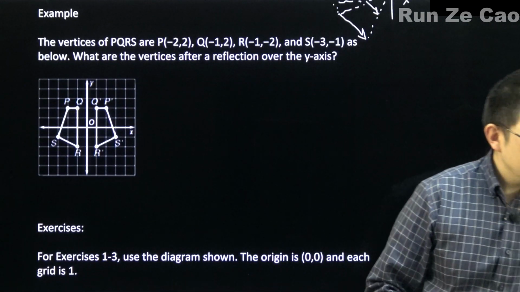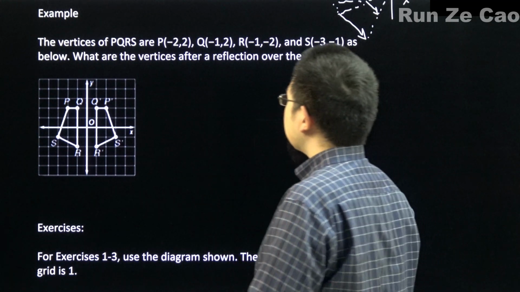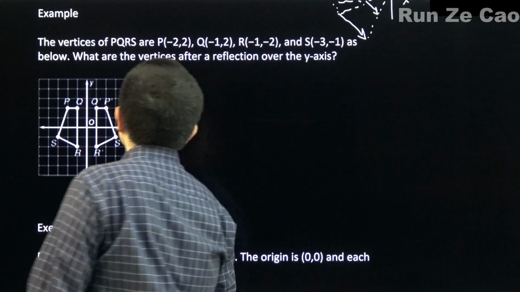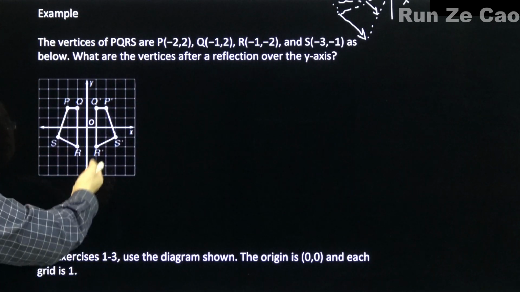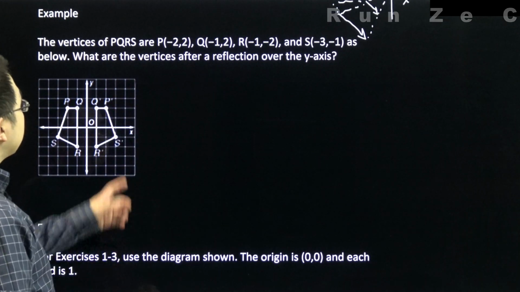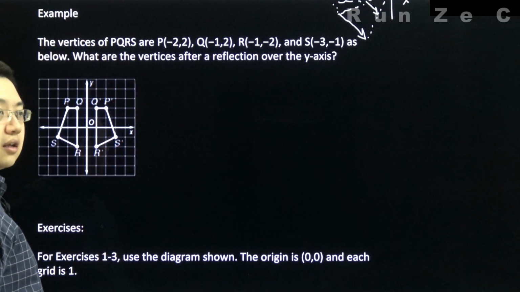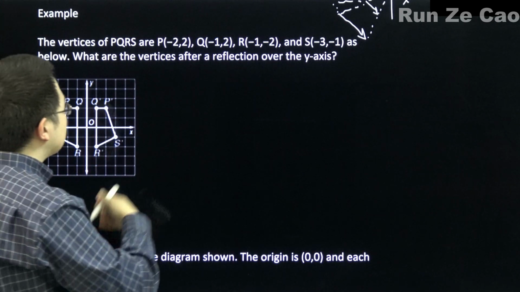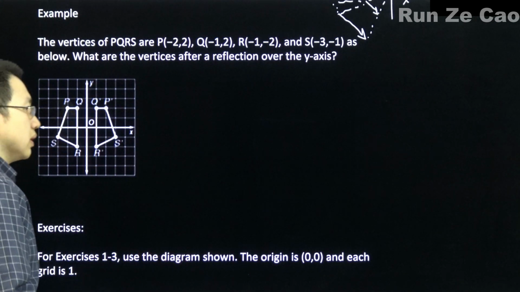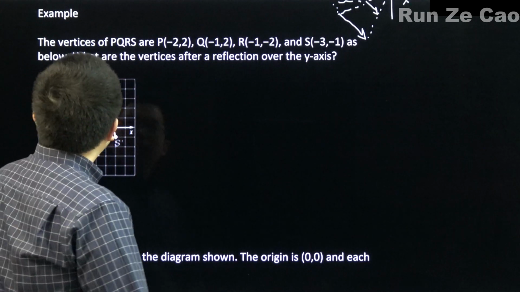Now here, we have a reflection over the y-axis. PQRS, you have these vertices as below. And what are the vertices after the reflection? Let's say we didn't have this diagram to look at. So we didn't draw the diagram and say, it must be here, here, and here, which we might have done back in, I don't know, grade 3 or something.